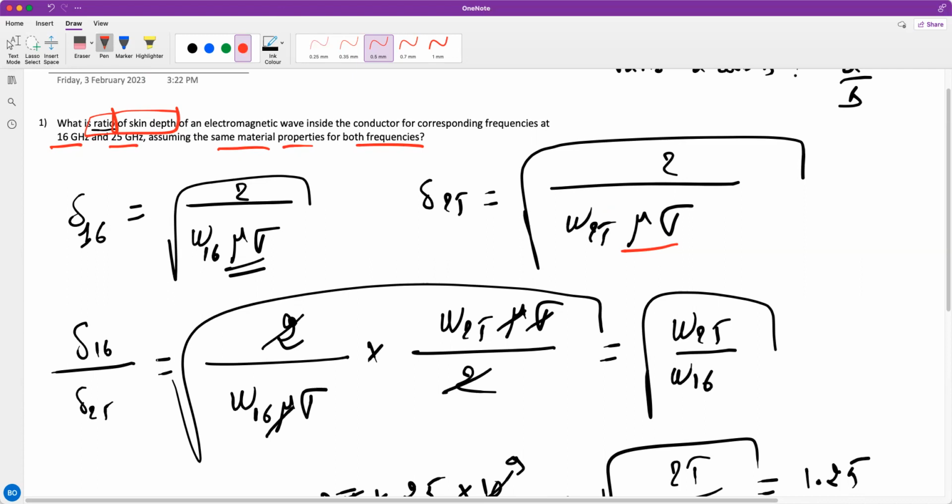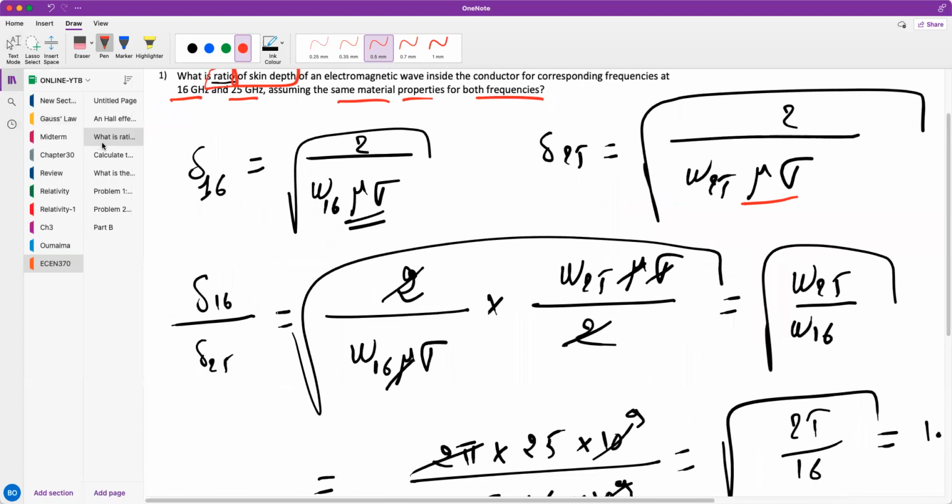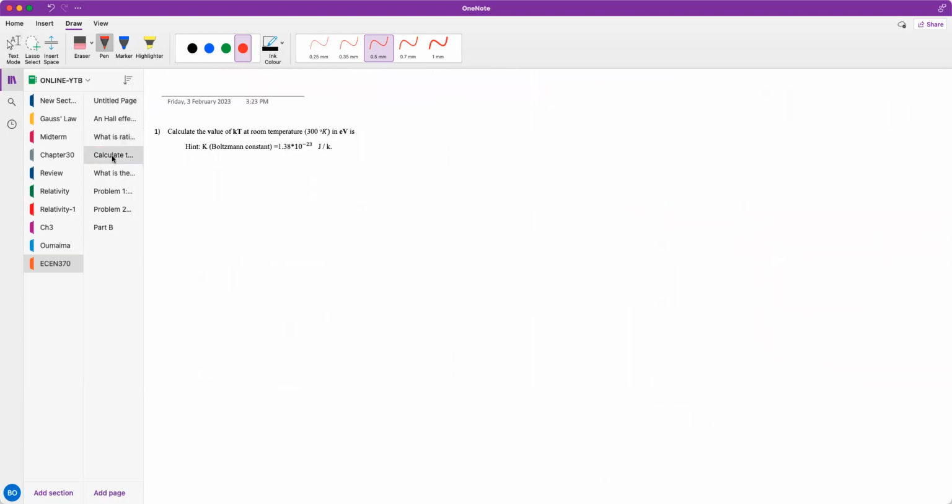Professor, do we write it? In other words, the skin depth 1 is greater than skin depth 2 by 1.25, yes? Exactly. So you lose 25% more with 25 gigahertz. Do we have to write it? No, I did not ask you, but I might ask you what is the conclusion: which one we will lose more?